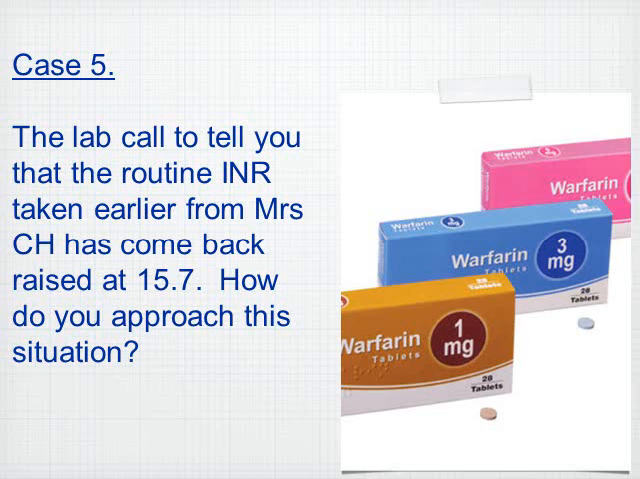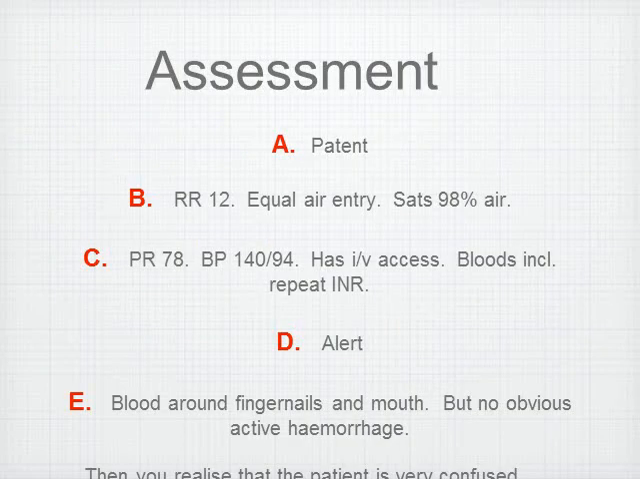Yeah. Excellent. So you need to do all those things, but the fact is that her INR is really high, so you do want to assess the bleeding status. So airway was fine, breathing was fine, she's got IV access already, and it's quite important to repeat the INR because sometimes it is erroneous in the lab. Not very often, but I think we've seen it once when I was working on MAU. She was alert, she was really well. But she had blood around her fingernails and her mouth, which I thought was a bit weird, but you couldn't see any bleeding anywhere else. And then you realise when you're talking to her, she's really confused. She's got no idea what's going on.